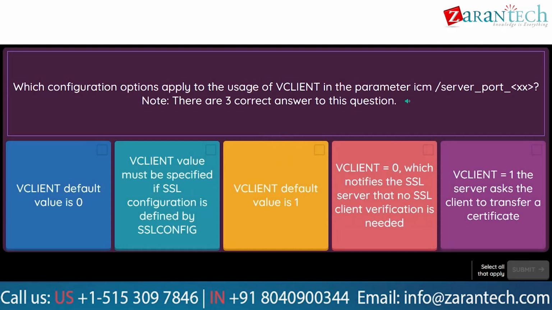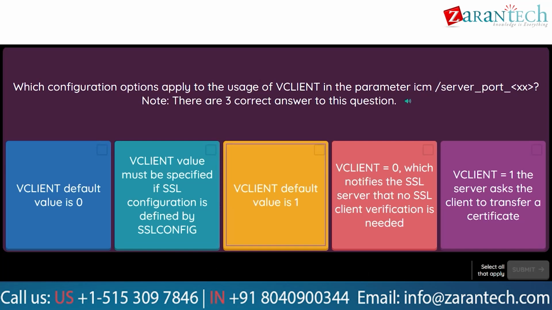Question: which configuration options apply to the usage of VCLIENT in the parameter icm/server_port_xx? Note: there are three correct answers to this question. Option 1: VCLIENT default value is 0. Option 2: VCLIENT value must be specified if SSL configuration is defined by SSLCONFIG. Option 3: VCLIENT default value is 1. Option 4: VCLIENT equals 0, which notifies the SSL server that no SSL client verification is needed. Option 5: VCLIENT equals 1, the server asks the client to transfer a certificate.